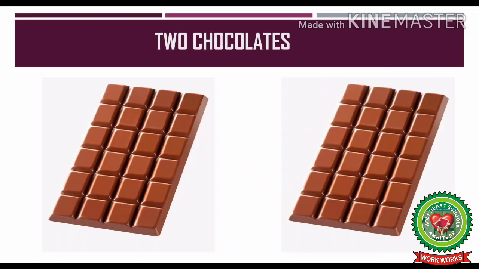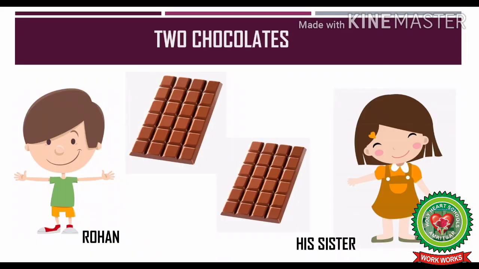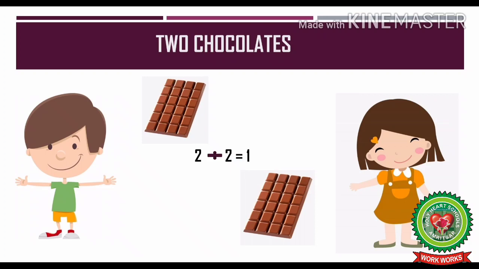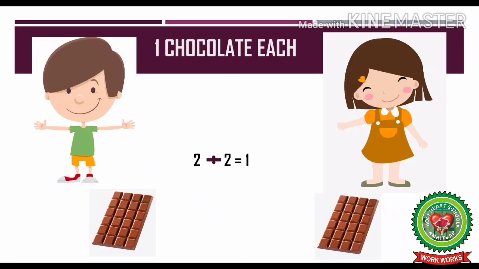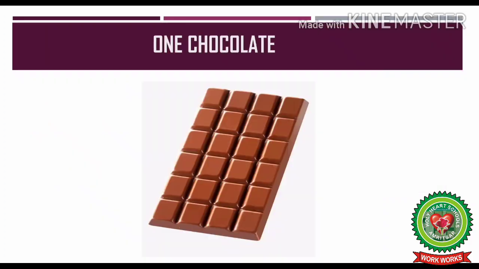Now, on another day, Rohan's mother got just 2 chocolates. And again, these 2 chocolates had to be divided equally between these 2 kids. And as we know that 2 divided by 2 is equal to 1. That means Rohan gets 1 chocolate and his sister gets 1 chocolate as well. So they get 1 chocolate each.